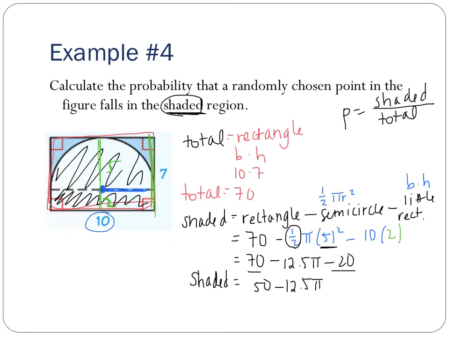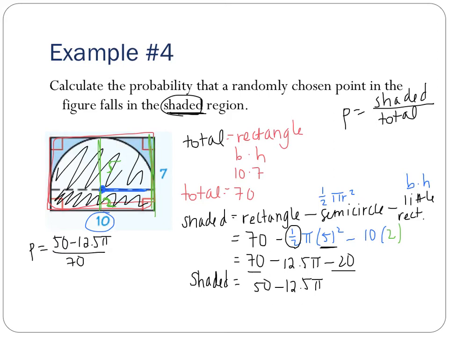Okay, now going on to probability. Our probability is the shaded portion, which is 50 minus 12.5 pi, all over the total, which is 70. Okay, I know that this does not look very nice, but that is our final answer. That is the probability. Now, I told you that probability is between 0 and 1. I don't know about you, but I look at this fraction and I have no idea what that equals.